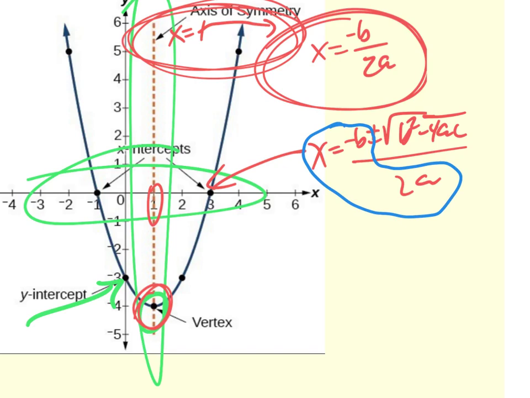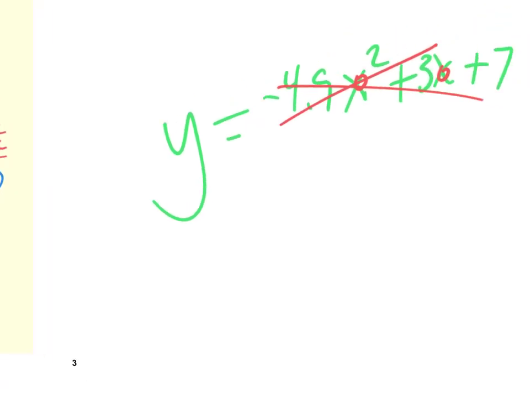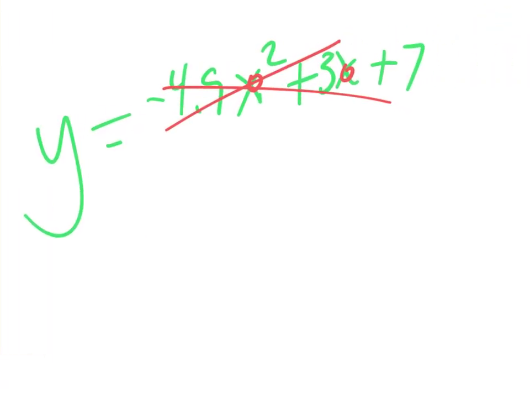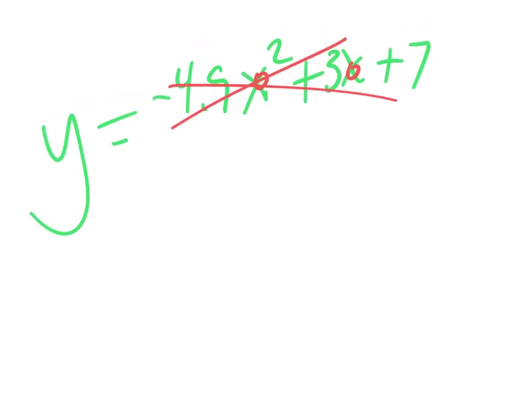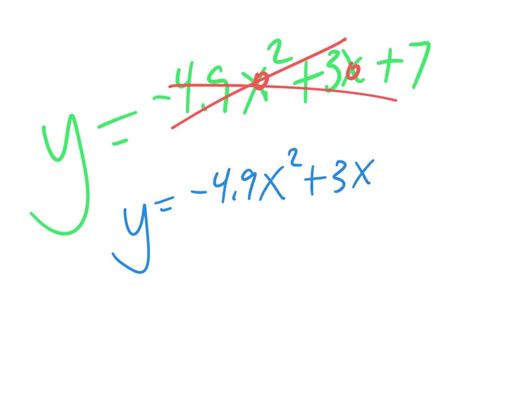Negative b over 2a. What are these a's, b's, and c's you're talking about, Mr. Server? Let's go back here. I'm going to rewrite it just so that I can see the numbers easier. That's A, that's B, that's C. When you've written it in standard form, the A is the first number, the B is the second number, C is the third number. Does that ring a bell?